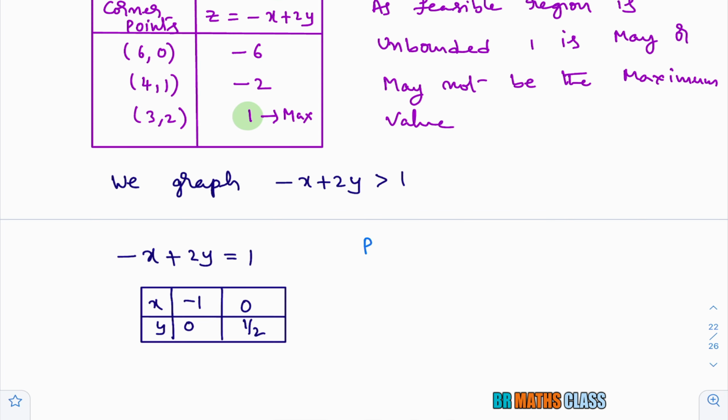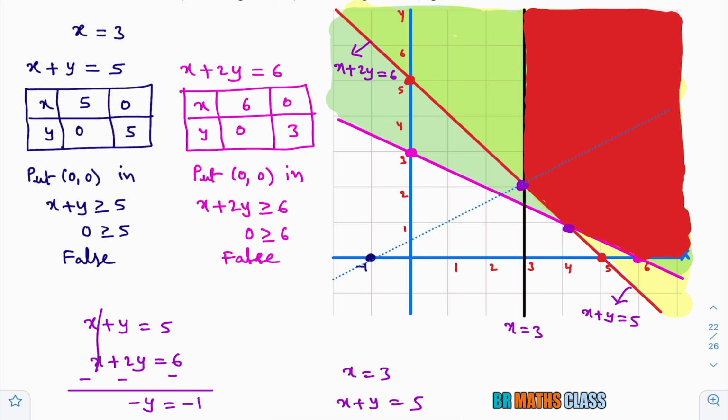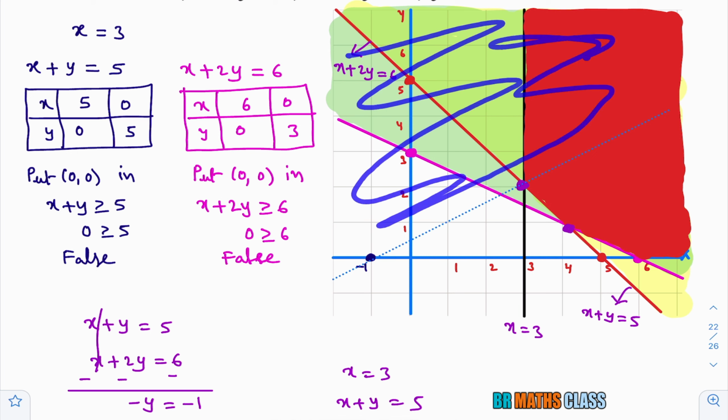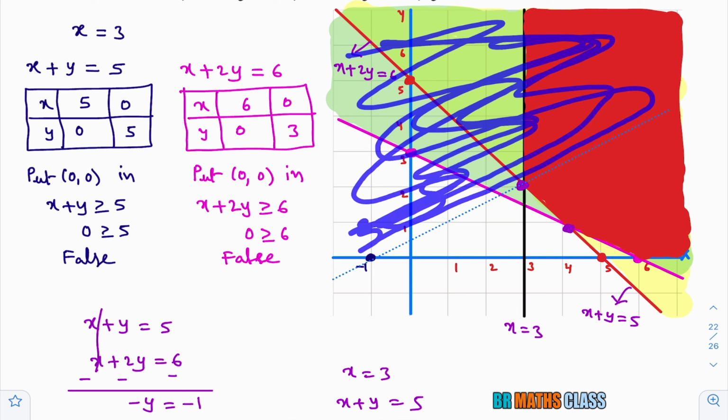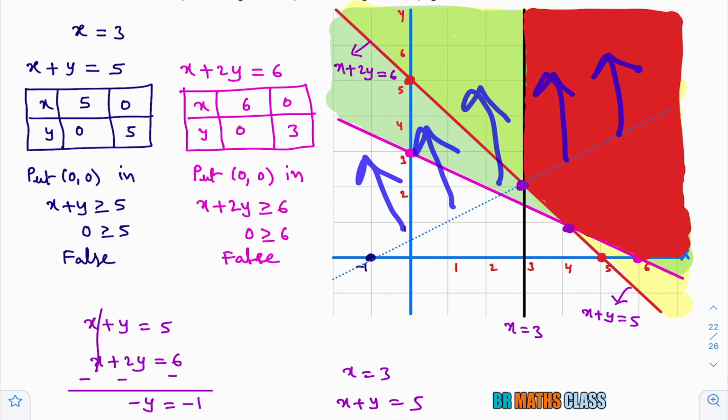You put 0 comma 0 in minus x plus 2y greater than 1. Then what will you get? 0 greater than 1. Is 0 greater than 1 true or false? 0 greater than 1 is false. So which side do we need to shade? We need to shade the non-origin side. You observe, this is the non-origin side. I'm not shading this. If you observe this, this is the solution of z greater than m.